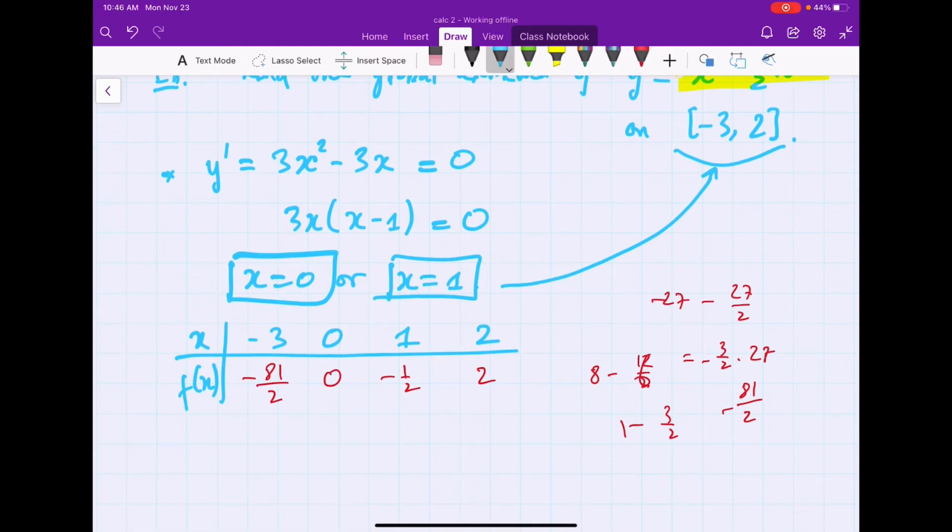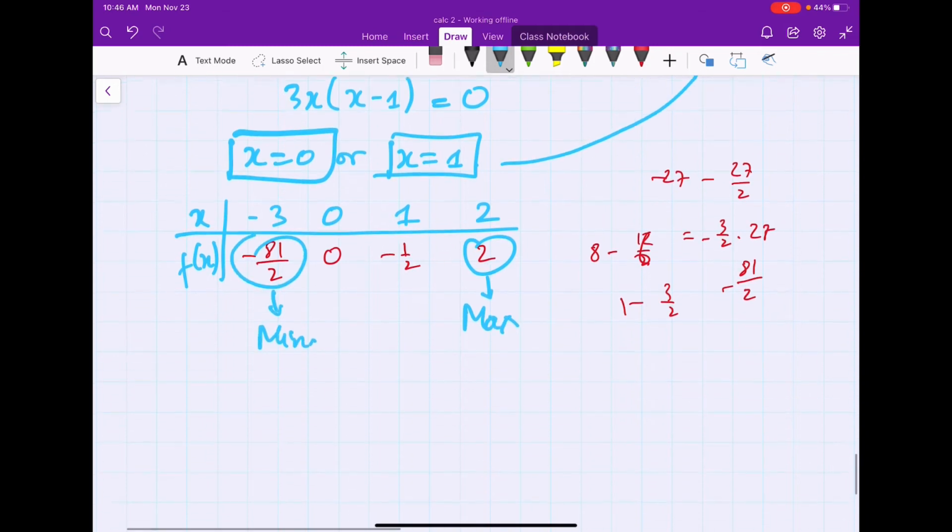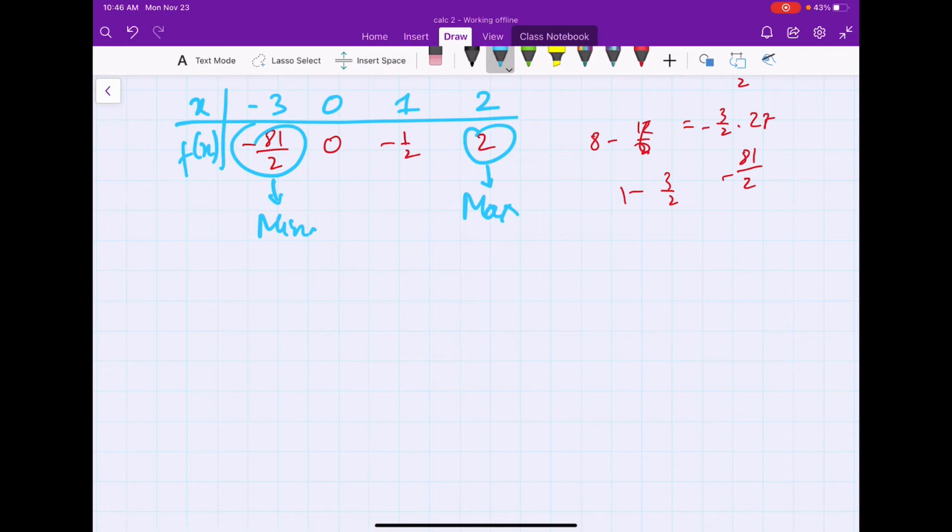From here, you can see that this is maximum and this is minimum. That's it. All right. Now, let's consider the function y equal to negative 5x cubed plus 15x plus 6. Let's find all local extrema.